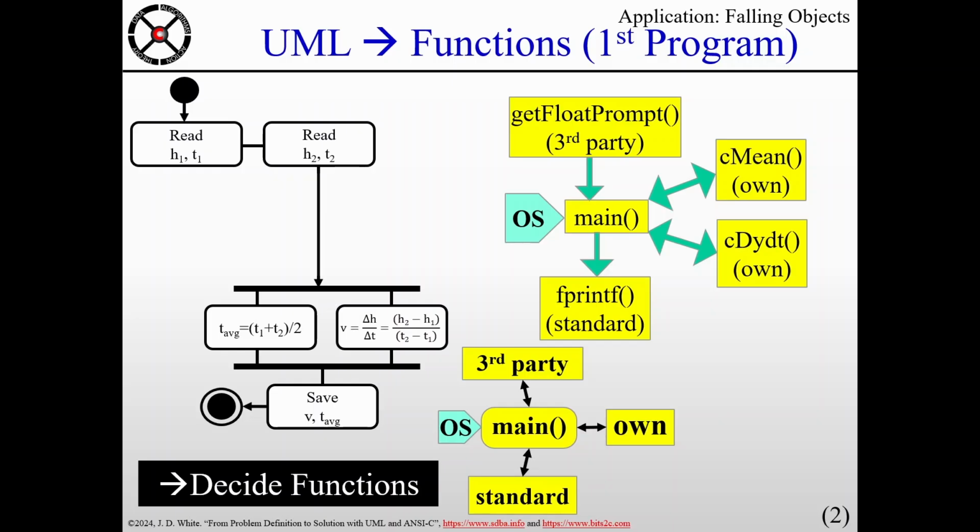So I decided my functions. Note the functions cmean and cdydt. I can use these for acceleration as well. So I can reuse these functions to calculate acceleration. So I'm now deciding my functions.